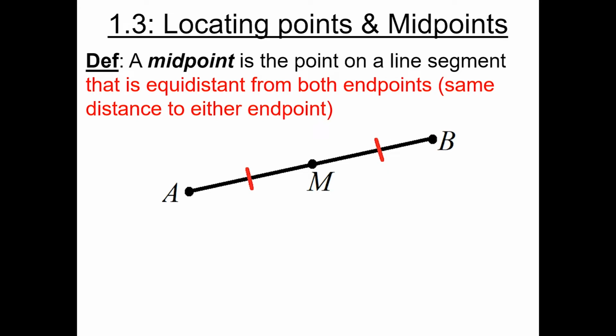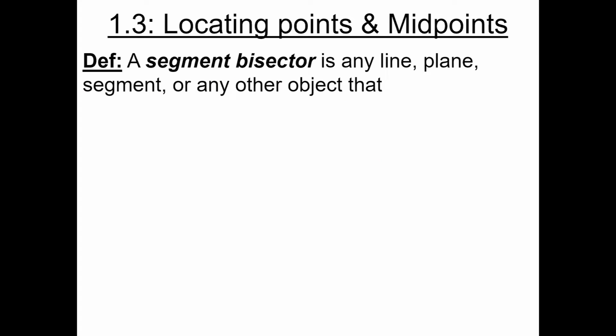Or they could just explicitly come out and say M is the midpoint of AB. We're never going to assume a midpoint unless they specifically tell us or they give us enough information to determine that.